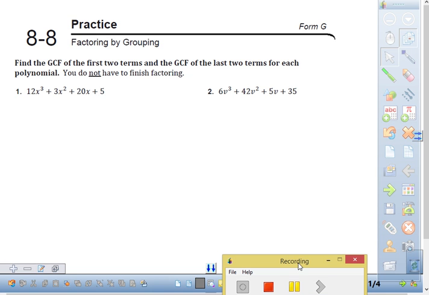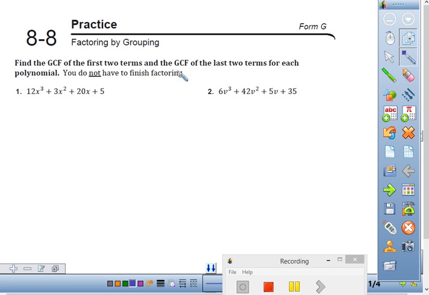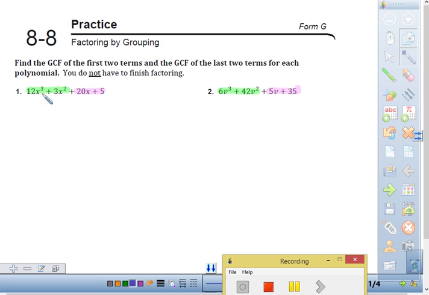Factoring by grouping. On this worksheet, we're going to practice factoring by grouping. Directions say, find the GCF of the first two terms and the GCF of the last two terms for each polynomial. You do not have to finish factoring. So we're going to factor the first two terms, and then we're going to factor the second two terms and see what happens. Number 1, 12x cubed plus 3x squared.